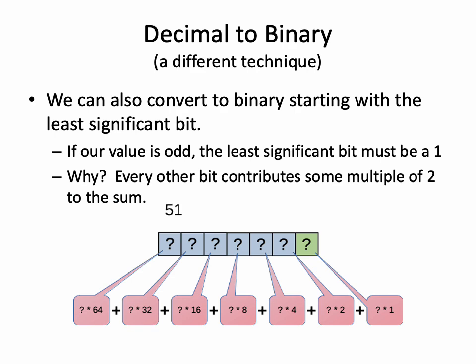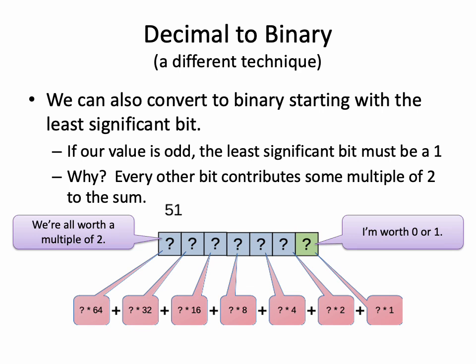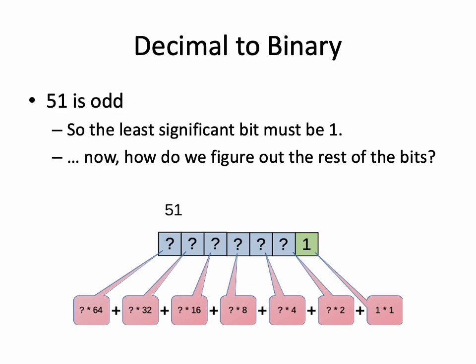Now, let's think about what it means for a number to be odd or even. If a number is odd, it's some even number plus 1, right? Otherwise, an even number is just 2 times some other number. Because of the way the least significant bit place works, if that value is odd, it has to be 1. Every other bit is going to contribute some multiple of 2 to the sum. 51 is odd, so that least significant bit must be 1.